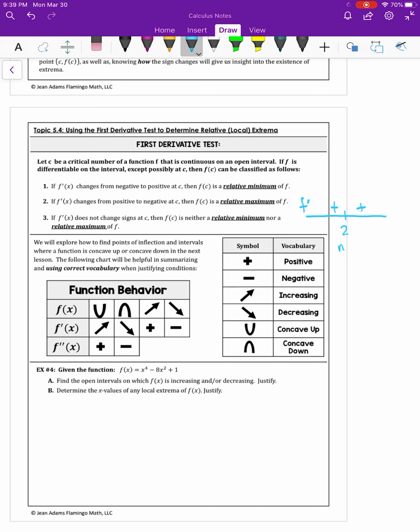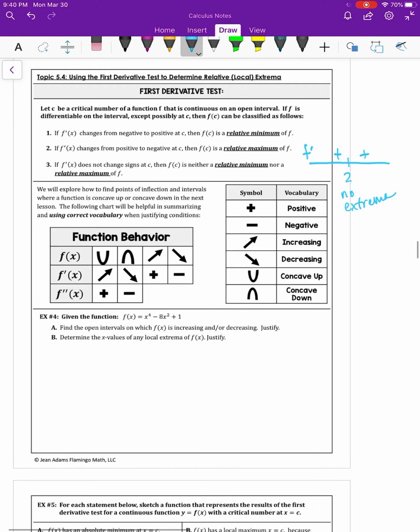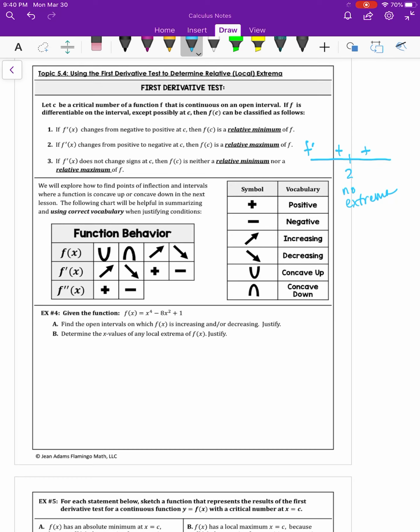So that would look like, if you had a critical point at 2 and your derivative went from positive to positive, you would not have an extrema, okay? Or if it went from negative to negative, you would not have an extrema. So if it doesn't change signs, then you're not going to have a max or a min. So we will explore how to find points of inflection and intervals where a function is concave up or concave down in the next lesson. The following chart will be helpful in summarizing and using correct vocabulary when justifying conditions.